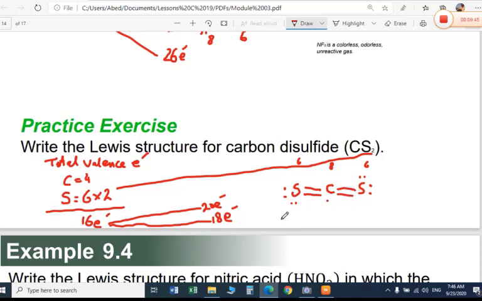So now the number of electrons is equal, 16 here and 16 here. This electron is not here, we have to remove this electron, so let me make the line like this to remove it. Okay, so this is carbon disulfide.